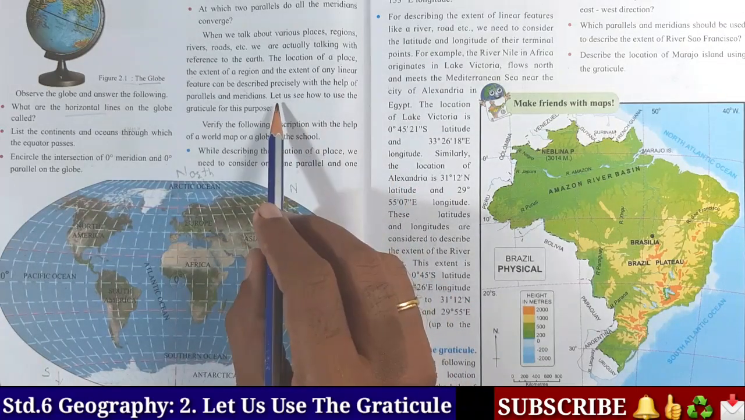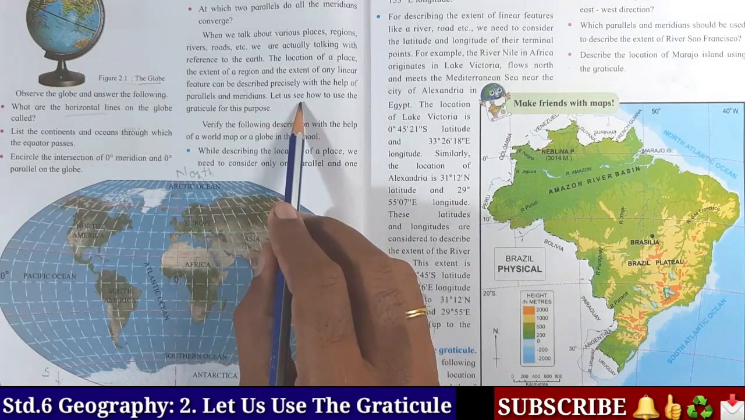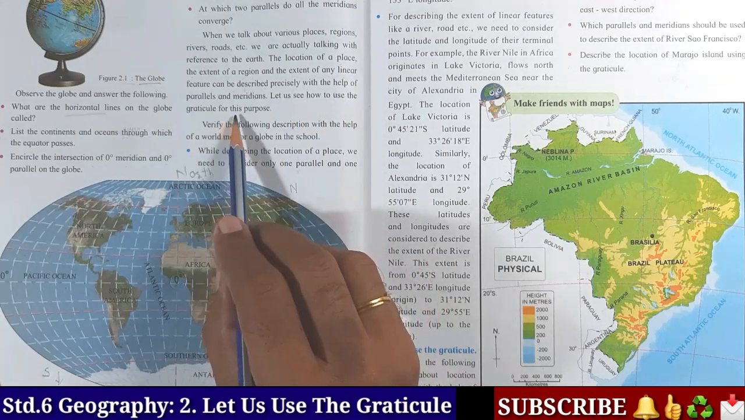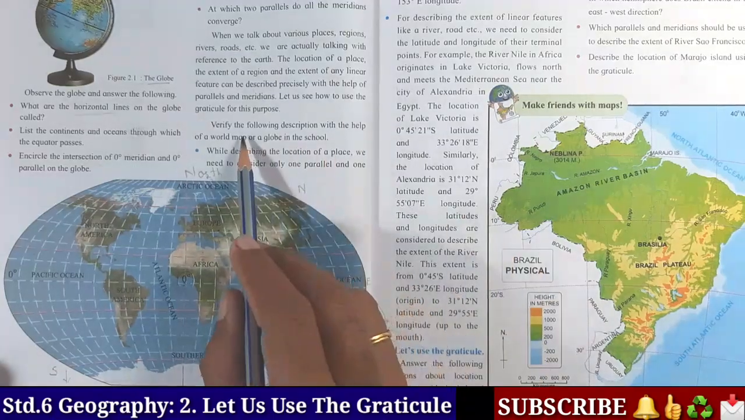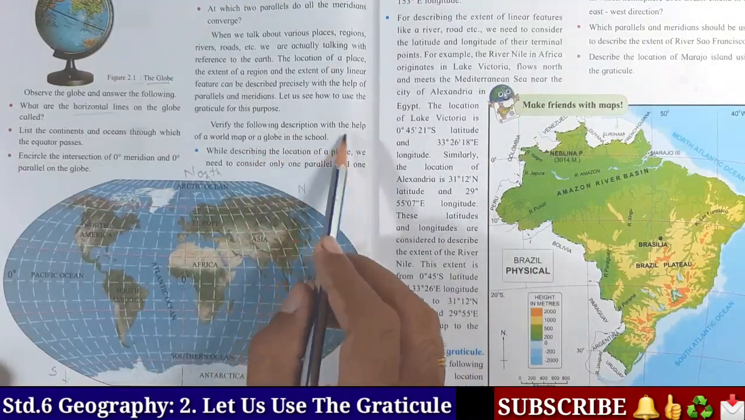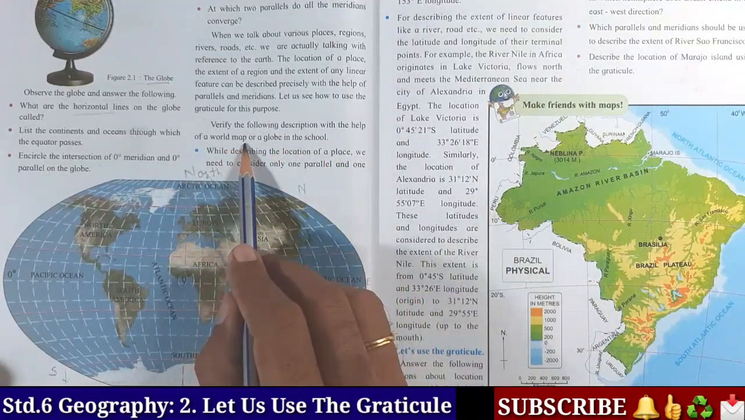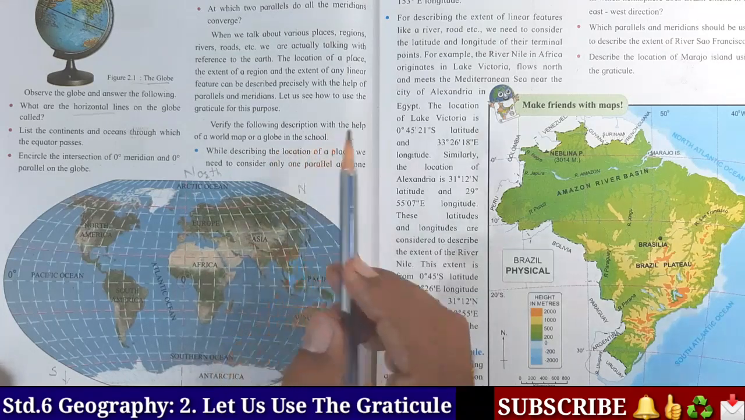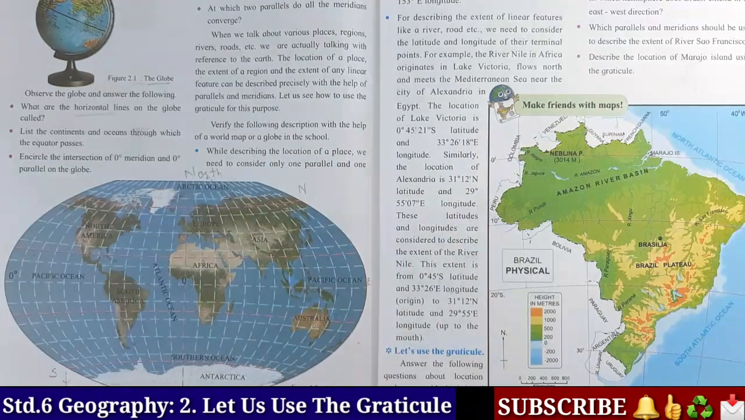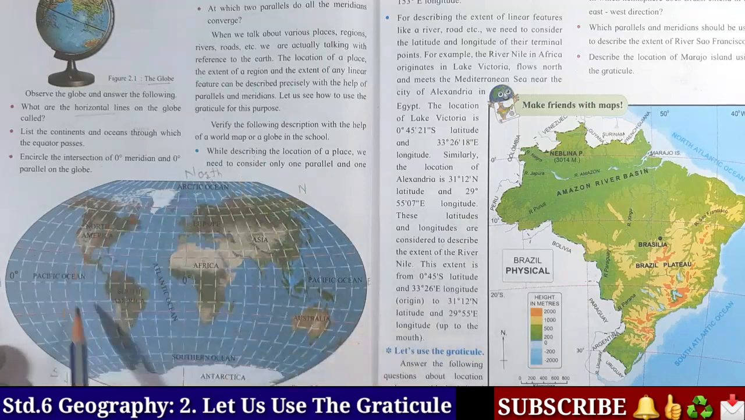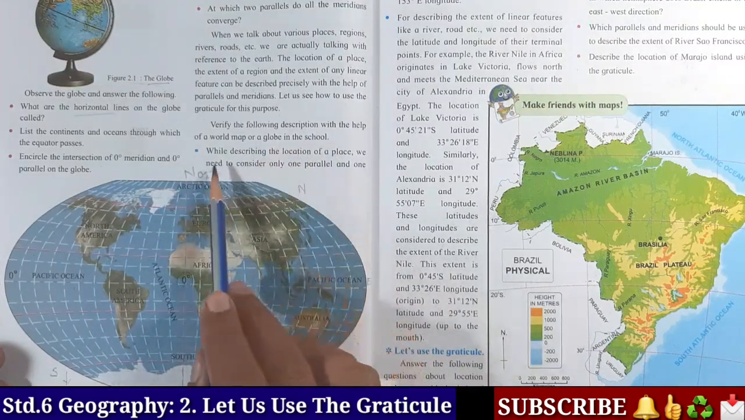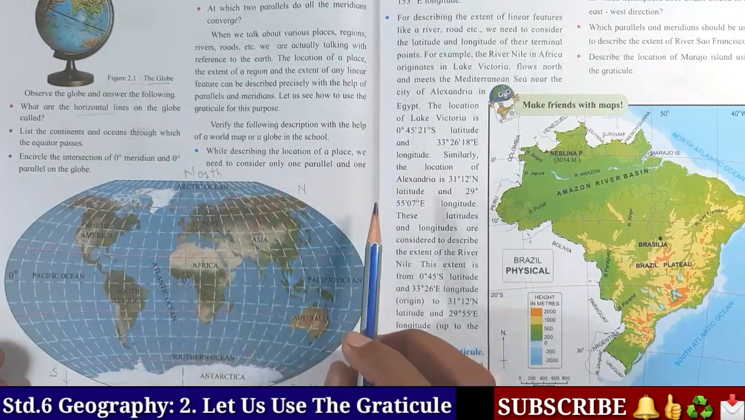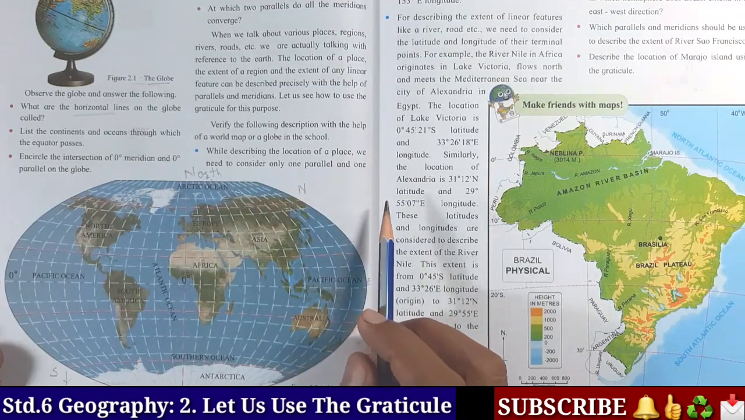So now students, let us see how to use the graticule for this purpose. Yes, student, good. Now, verify the following descriptions with the help of a world map or a globe in the school. What we have to verify are the following things. So let's start with the first one.